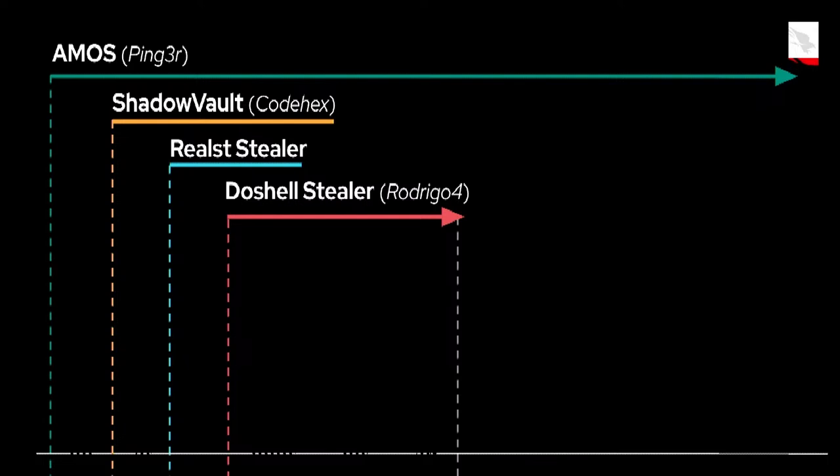In September, we saw Rodrigo 4 start talking about what was known then as Private macOS Stealer, that for the sake of not calling it that, because it's a tough name to track and keep all your notes in check, we renamed it DoShell Stealer for our tracking purposes.